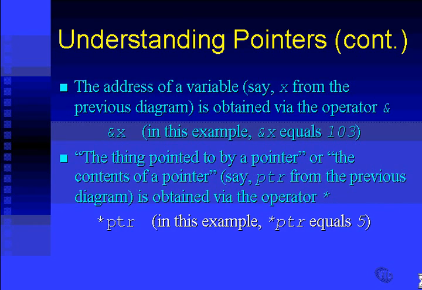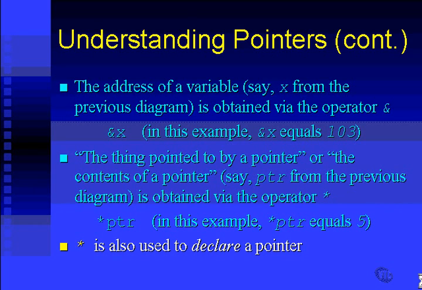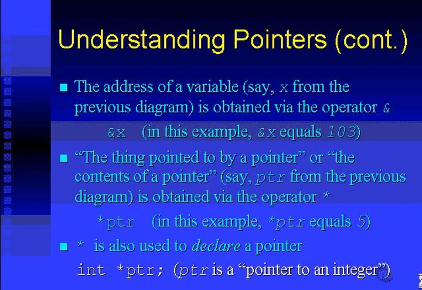Finally, the asterisk operator is also used when you declare a pointer. If you were wondering how pointers actually get declared as variables, they get declared like this: int asterisk PTR semicolon. Now, if you didn't have the asterisk there, it would obviously be declaring PTR to be an integer. But when you put the asterisk there, you read that line as PTR is a pointer to an integer. So that's how you declare a pointer.